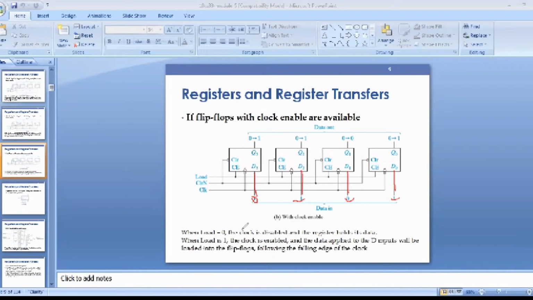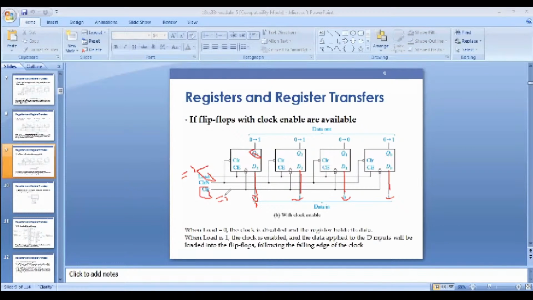See here, when the input is 1, clock is enabled, that is clock is also 1, and load is also enabled, this is also 1. Then what is the output that you have to find out? Input is 1, clock is 1, load is 1. Just add 1 plus 1 plus 1. What is the value we'll get? Output. You can also check manually. 1 plus 1 is 0, correct? 0 plus 1 is 1. That is the output for the D flip-flop.